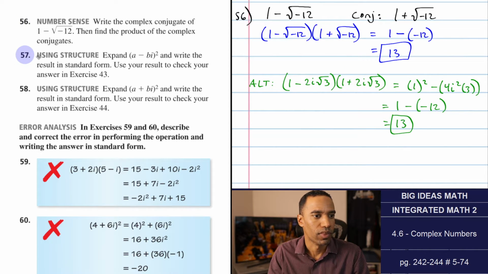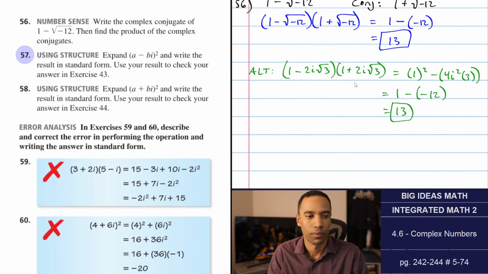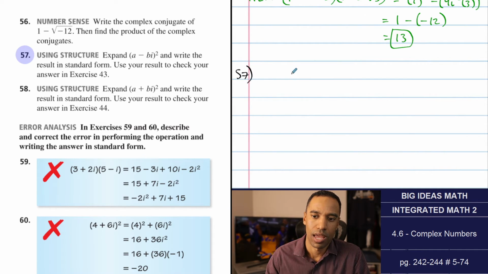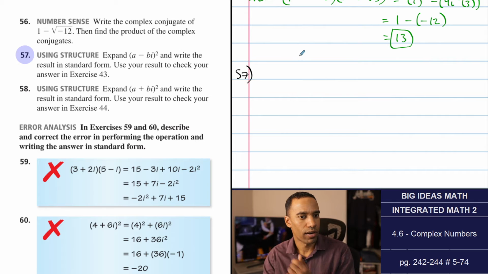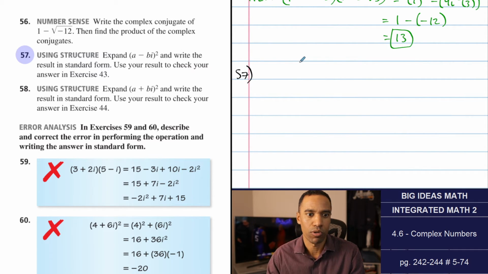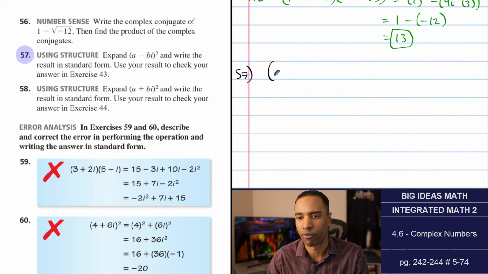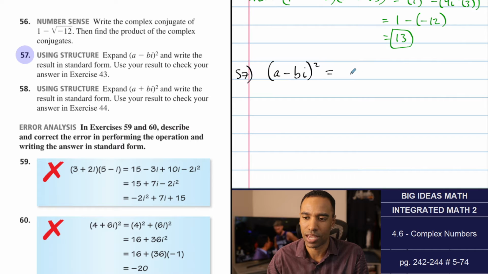Okay. Number 57. Expand (a minus bi) quantity squared and write the result in standard form. Use your result to check your answer in exercise 43. I might have used that format before, but because we are now looking at it with just these letters, we'll see. To expand this, we square the first term.